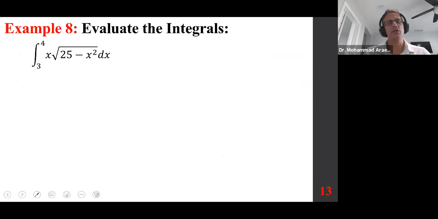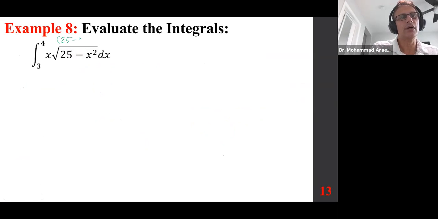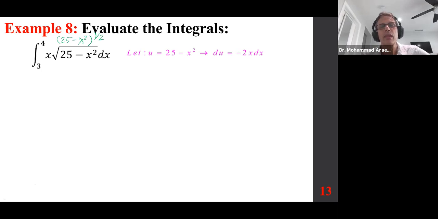Let's look at a new example. We notice that we can rewrite this, of course, as 25 minus x squared to the power of 1/2. That is the choice of u, 25 minus x squared. The du becomes negative 2x dx. And that means negative 2 is the missing number, if you will.